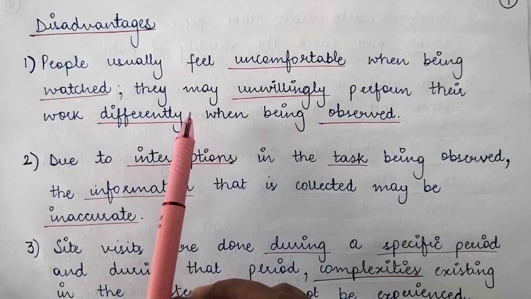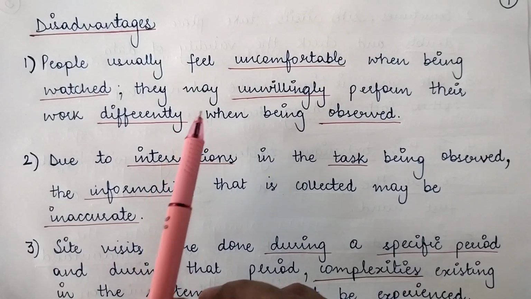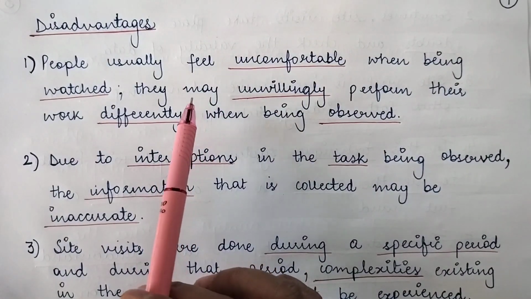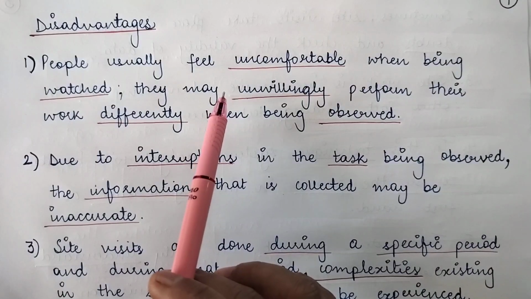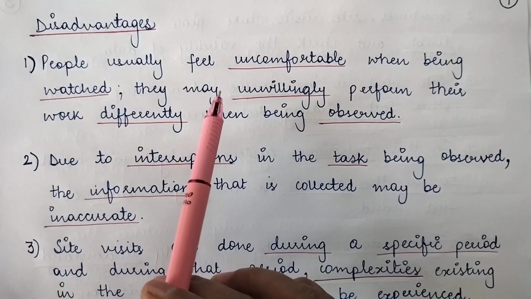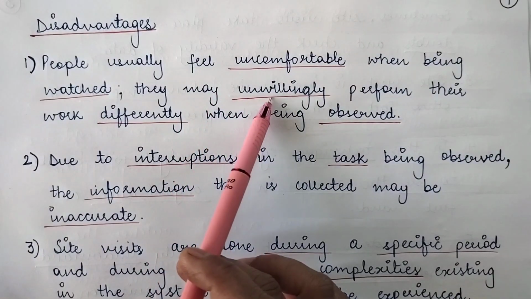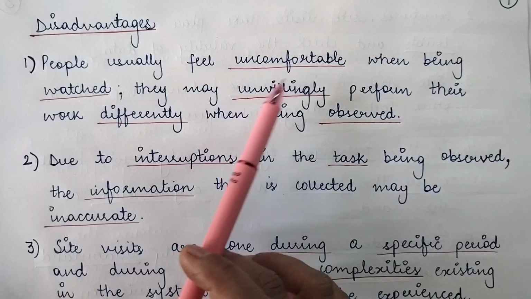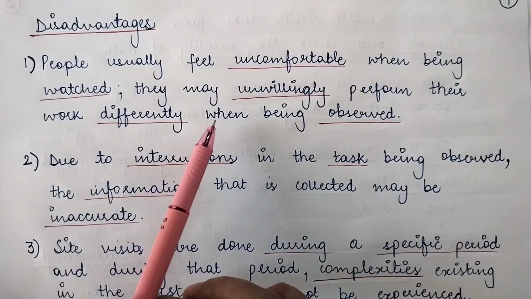Some people may try to outsmart and they may do the work in a better manner as compared to the other days when they do not perform so efficiently. Some people may become extra cautious or nervous and they may perform less efficiently as compared to the other days when they do their work more efficiently. So this may happen unwillingly, that people may perform work differently as compared to the usual days when they are being observed.